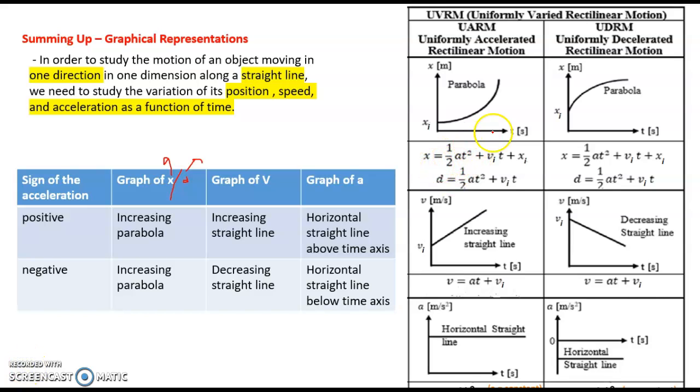Now, when the acceleration is constant and the object is moving along a straight line, we can calculate the distance. Forget about this one here; I don't want you to memorize it. Just concentrate on the distance equals half a t squared plus v initial t. We calculate the distance covered by the object, knowing its acceleration after a certain time and knowing the initial speed. And v is also equal to a t plus v initial. We can calculate the speed of the object at a certain instant, knowing its acceleration and its initial speed.